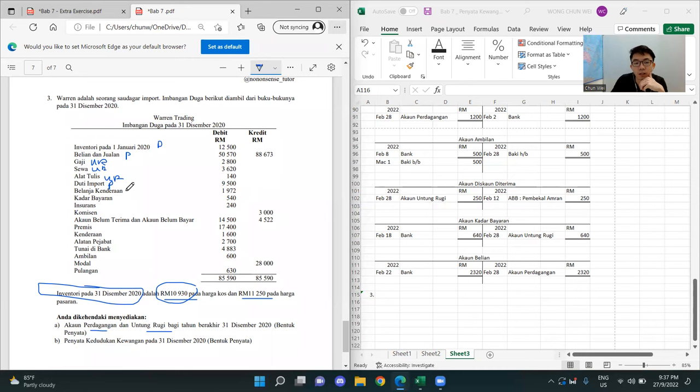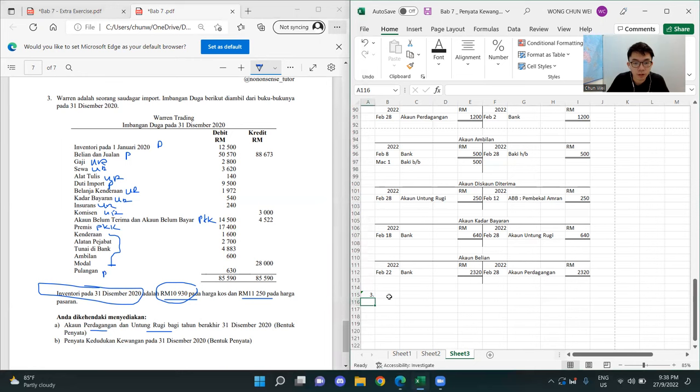P. Belanja kenderaan, untung rugi. Kadar bayaran, untung rugi. Insurance, untung rugi. Commission, untung rugi. ABT dan ABB is a asset dan liability, so it will be in the PKK. Alright, premise also PKK. Kenderaan, alatan pejabat, tunai, ambulan, modal, all this is PKK. Alright, then lastly pulangan. Pulangan will be in the perdagangan lah. Betul tak? Okay, so now let's do it.